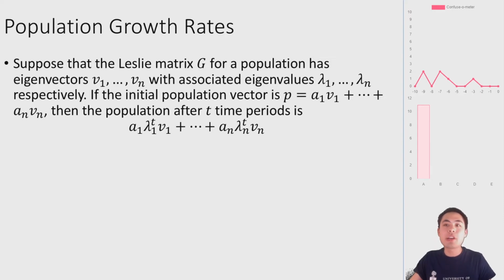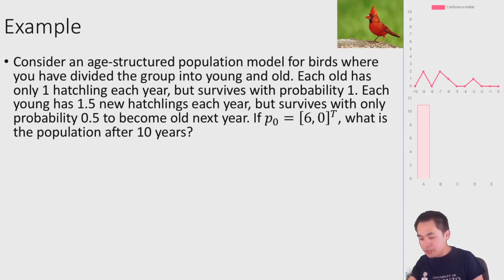So last time I talked about these population growth rates, and the reason why eigenvalues and eigenvectors are super important is because it allows you to quickly solve for a population vector at time t. So let's work through that example again, but this time in multiple different steps.